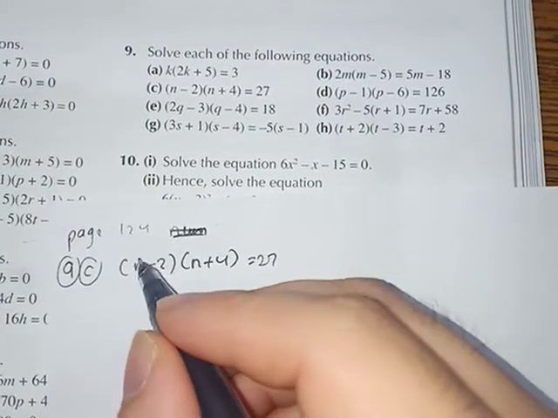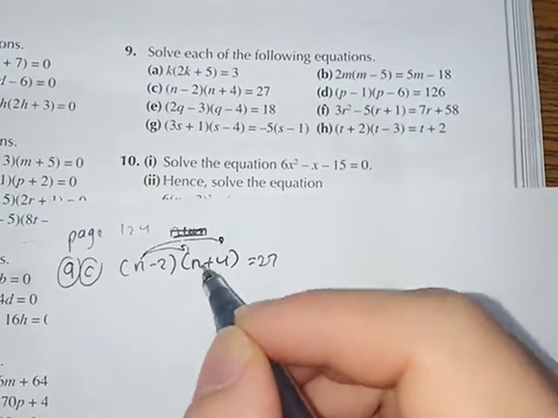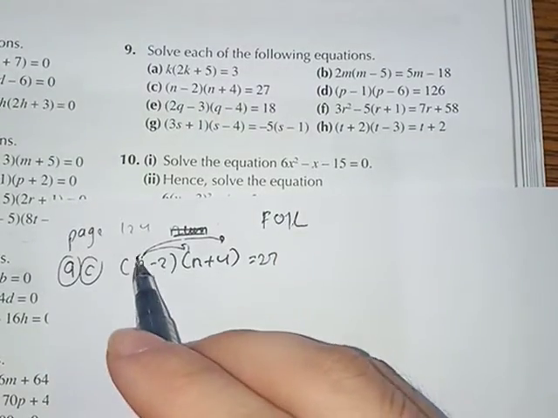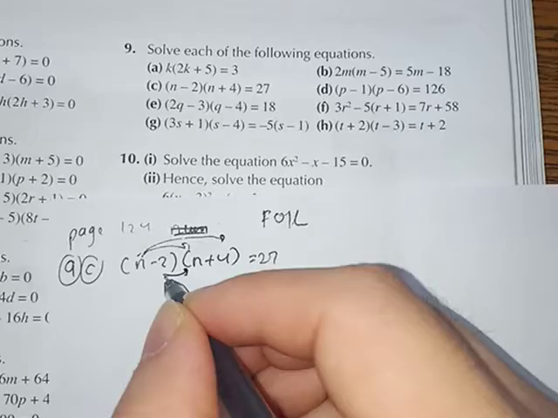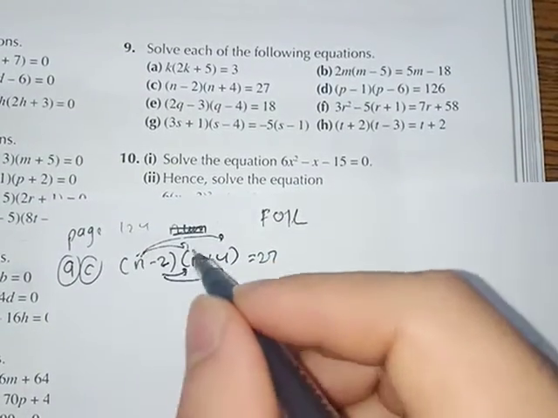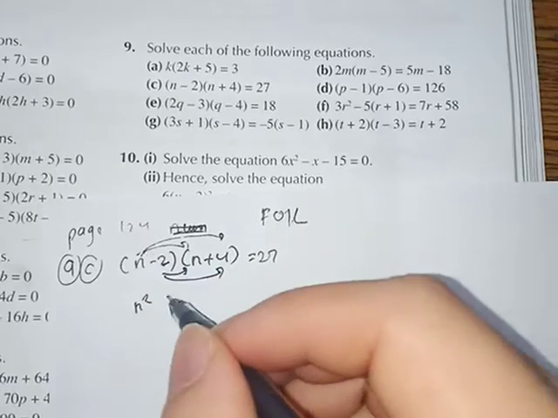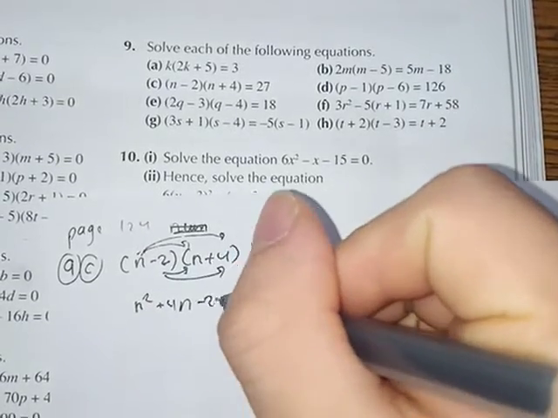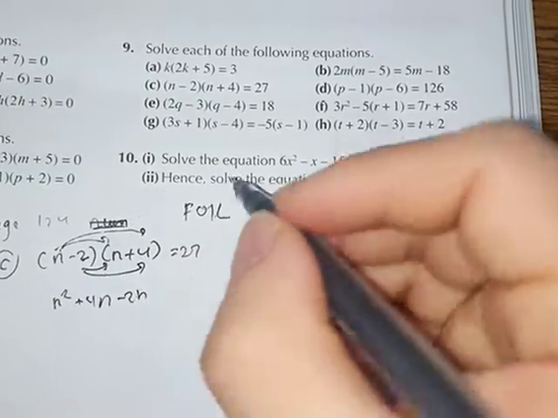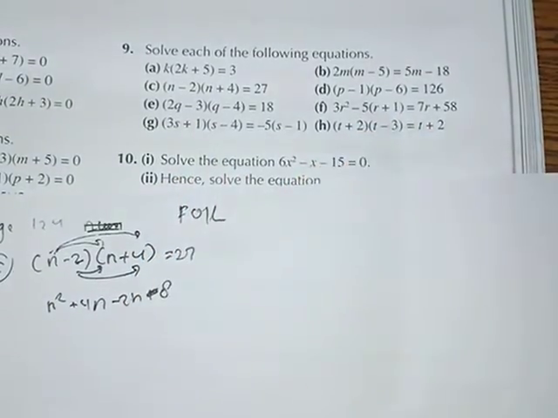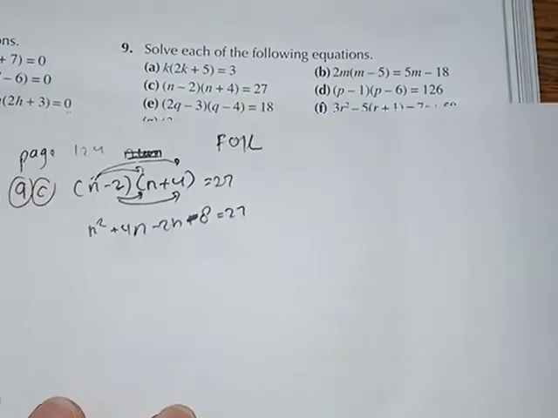Now, firstly, we need to do the FOIL: front, outside, inside, last. If you forget about that, please rewatch the video again. So n times n first, n squared, n times 4 is 4n, minus 2 times n, minus 2n, minus 2 times 4, minus 8, yes, equals 27.